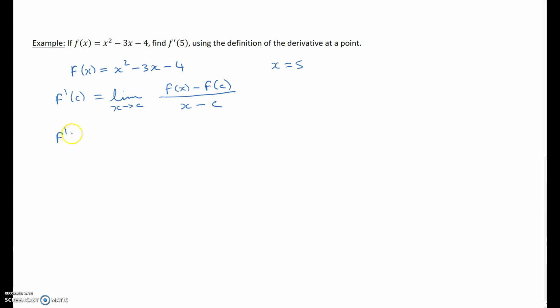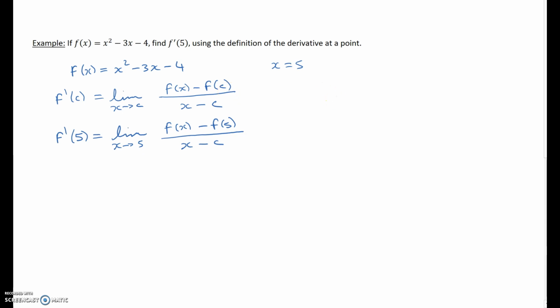So f prime of 5 will be the limit as x approaches 5 of f of x minus f of 5. Okay, so what we're doing here is we're substituting the given value of x for c. We don't substitute for x, we substitute it for c, because c is the fixed value of x.